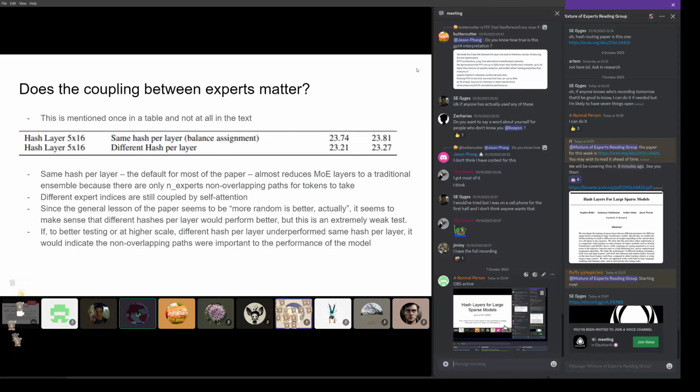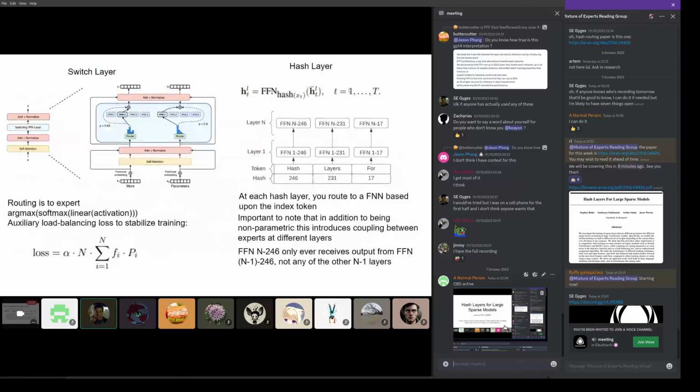I don't think I actually grasp what goes on for the different hash. Oh, so for same hash, you do a hash once during input, right? Yep. So I've decided that my token goes to 246, and I route it to expert 246 at every expert layer. Assuming there's that many experts. At different hash, you will apply a different hash for each layer.